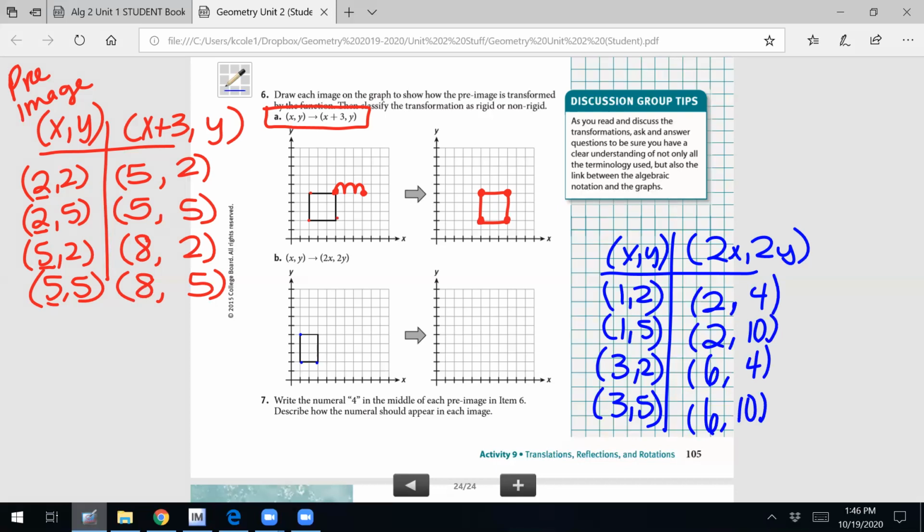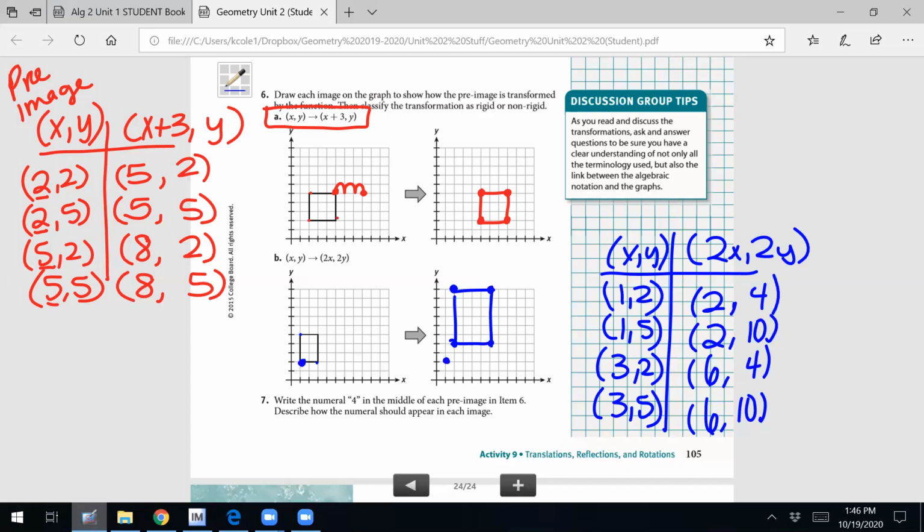2, 4, 2, 10, 6, 4, and 6, 10. Ta-da! Questions? Do you notice how this one, your corner pieces are not in the same spot?